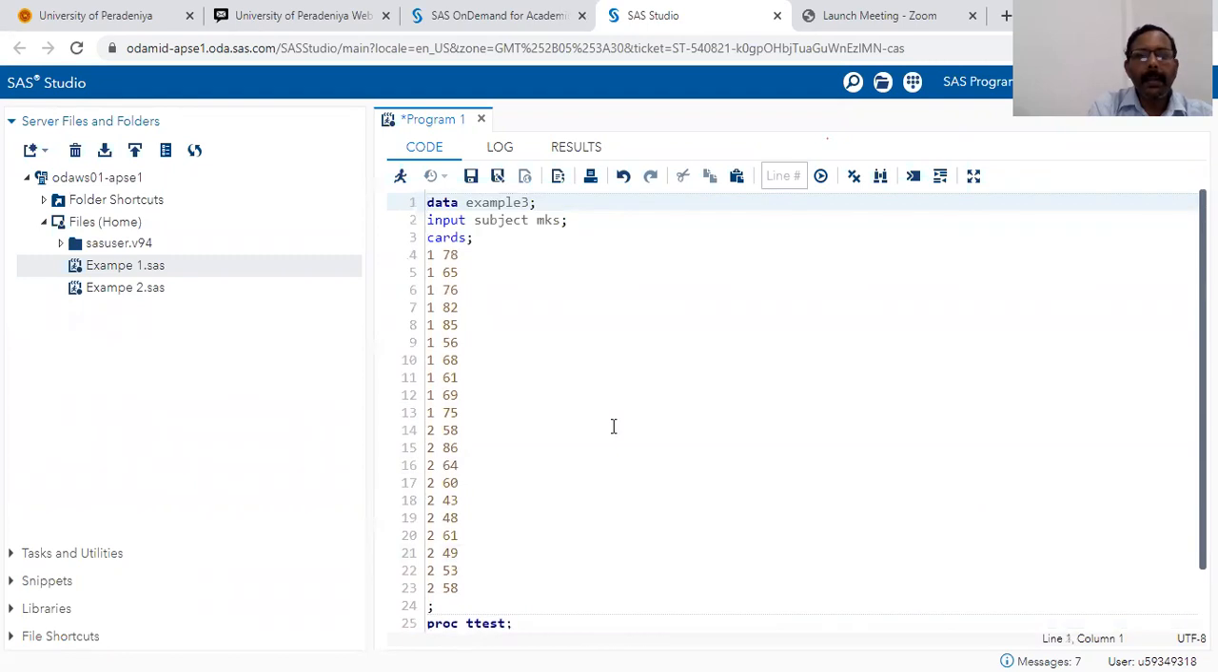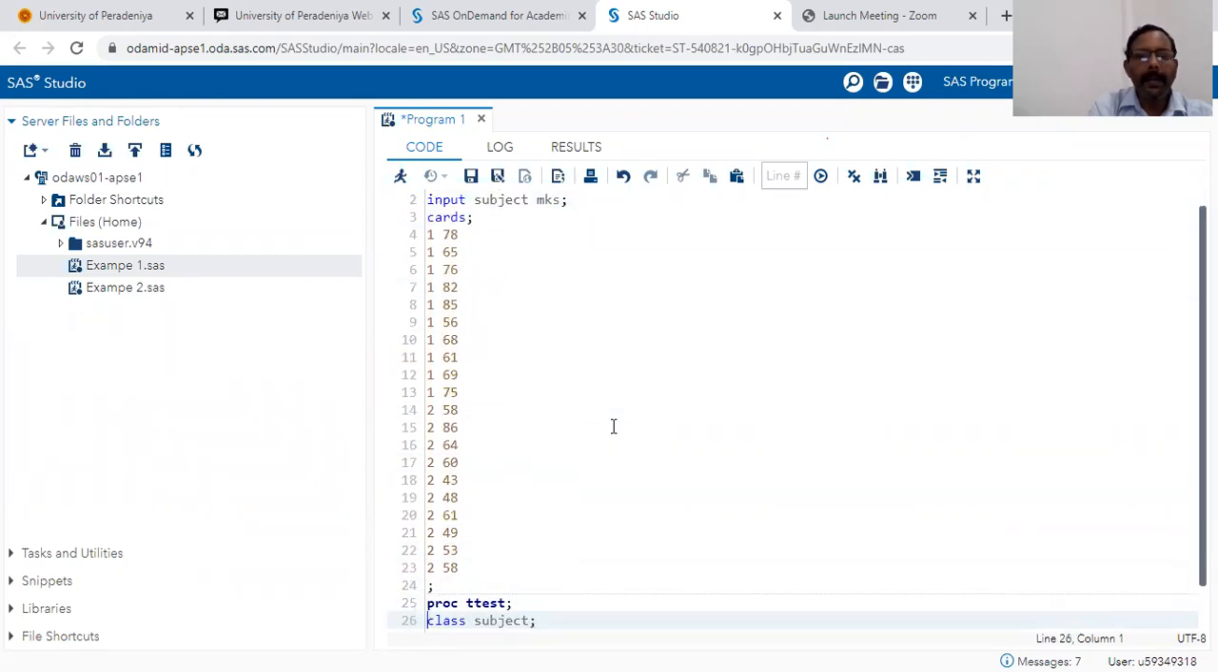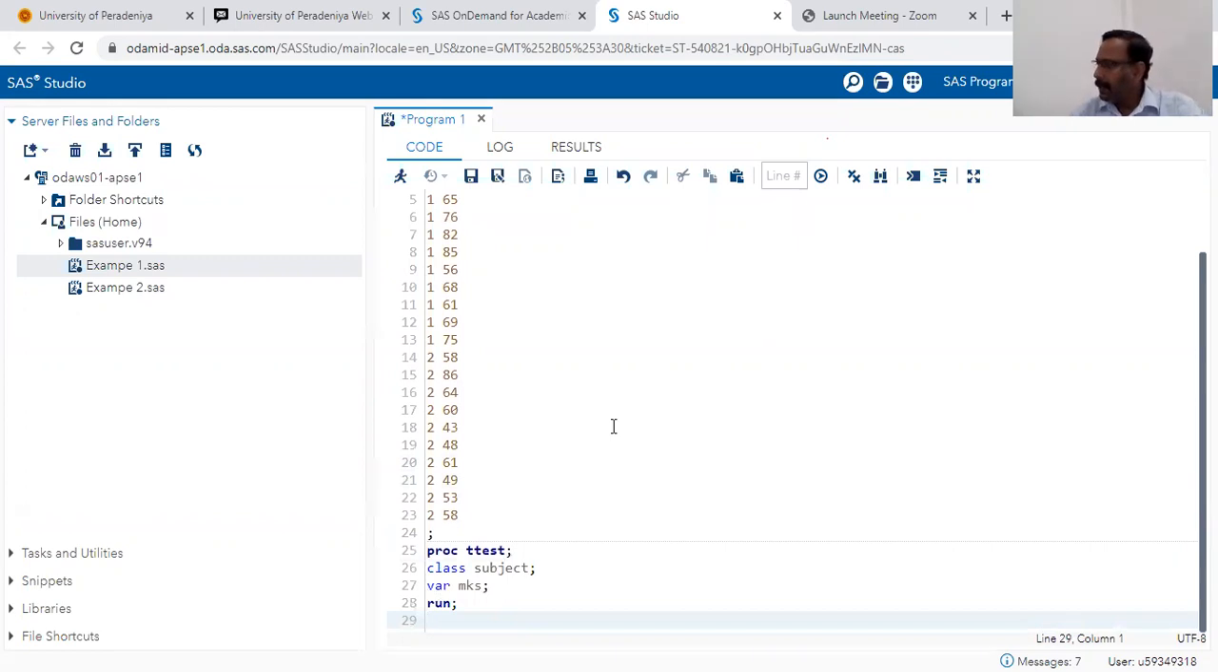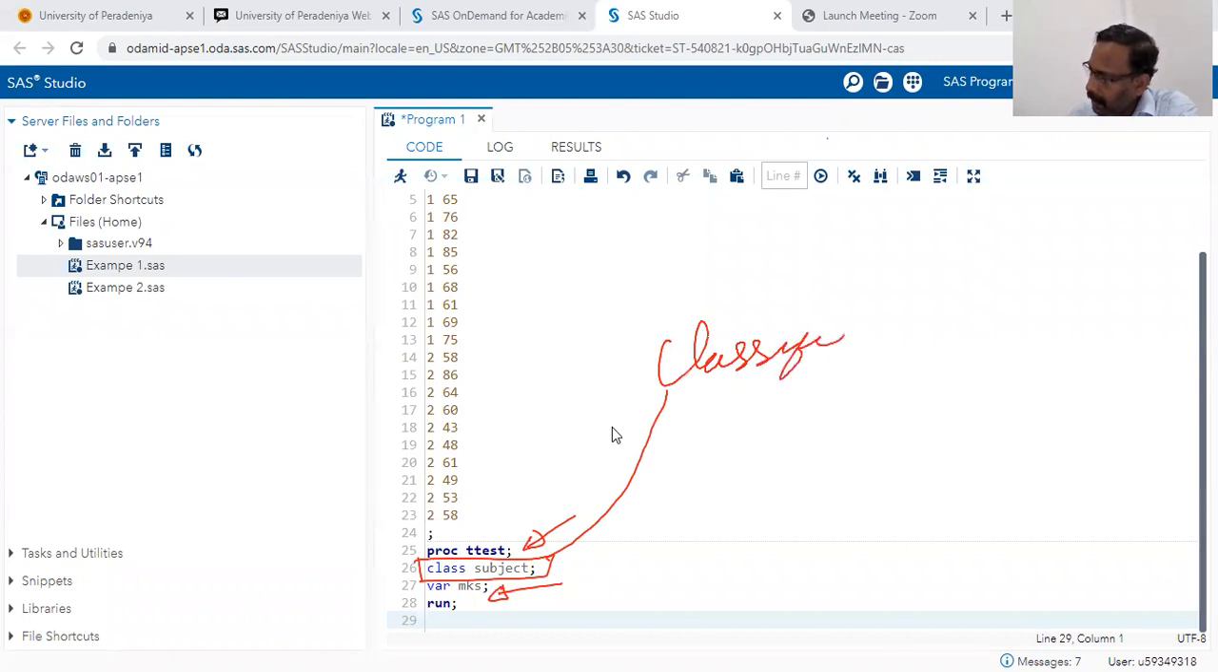Here, class, what is class, right? You may not be familiar with it, because the rest is the same here. T-test, no problem. Variable, that is the variable that we are going to analyze, it is the marks. But here we have an additional statement, class. Class means classified variable.